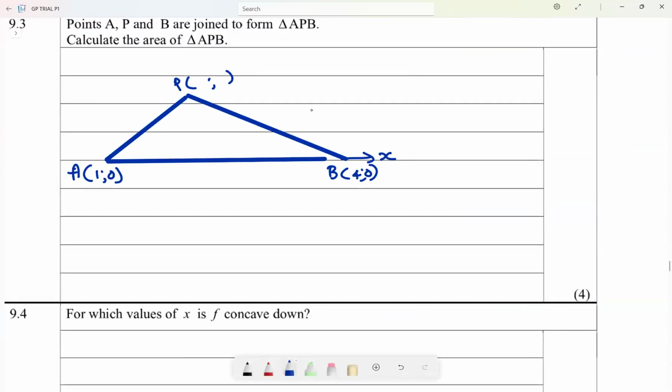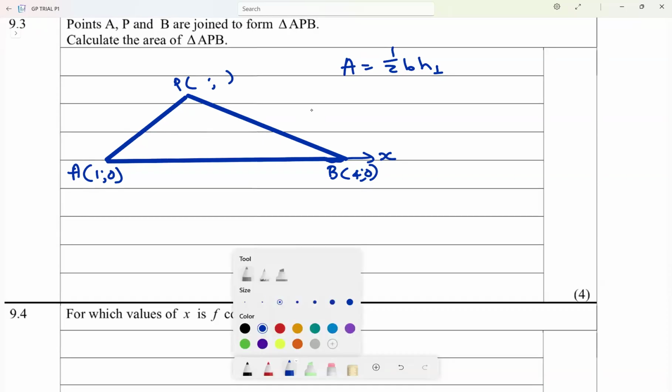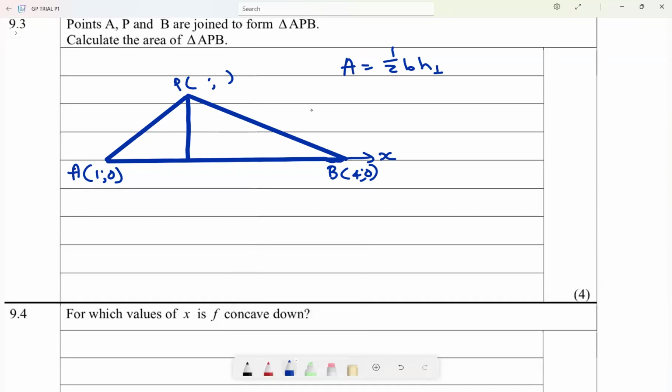Okay, so now the question is, how can I find the area? There are various ways in which you can find the area. The first one is area equals half base times height, but the height should be perpendicular. So can I construct a perpendicular height? Yes, I can form a perpendicular height here, and say this is perpendicular.